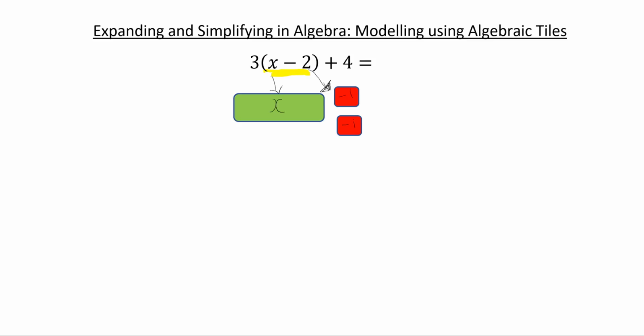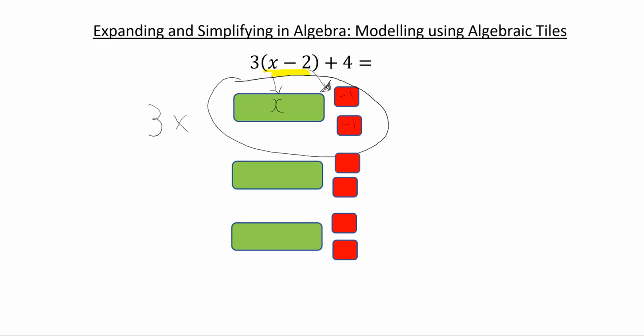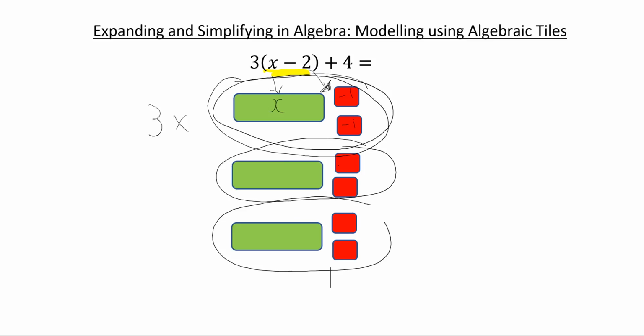So I need 3 groups of that. So I need 3 times this group here. So I need to repeat that 2 more times. So I have 3 groups. So there you go. There's group 1, group 2, and group 3. So I have 3 groups of x take 2.